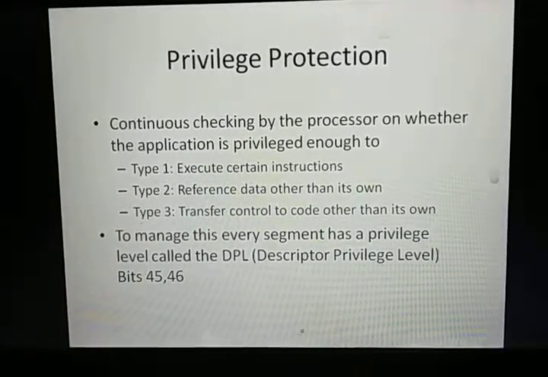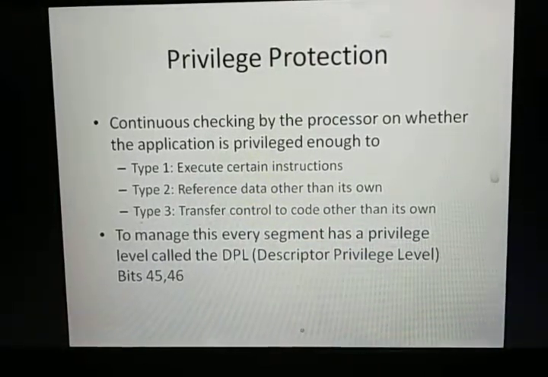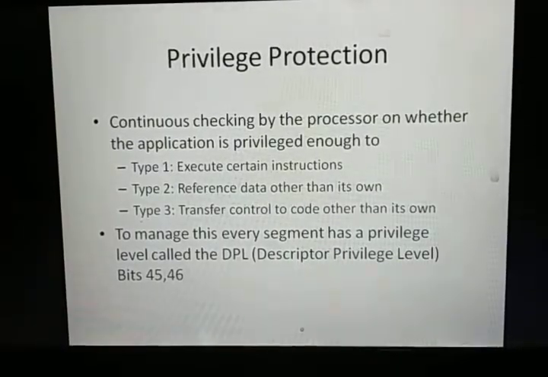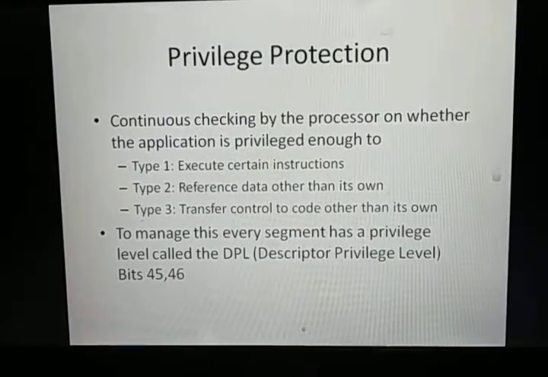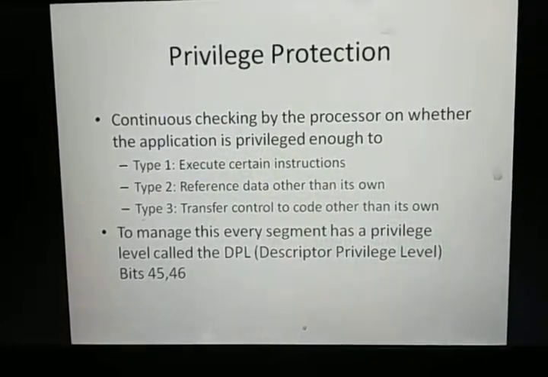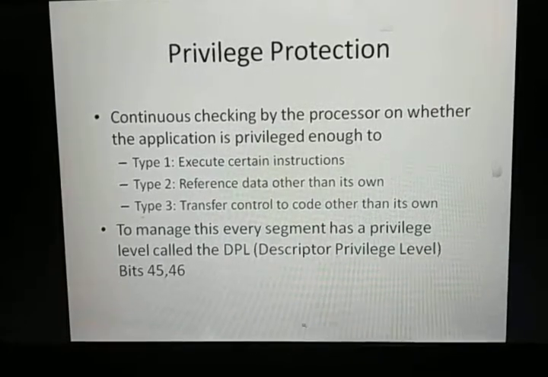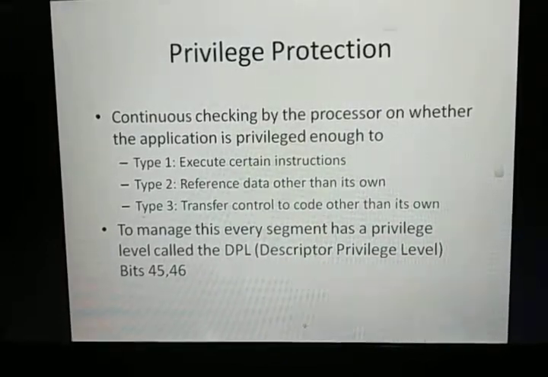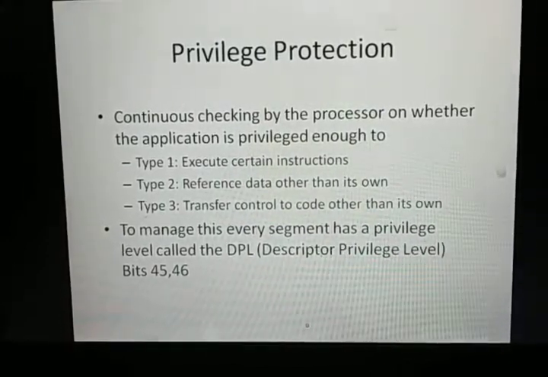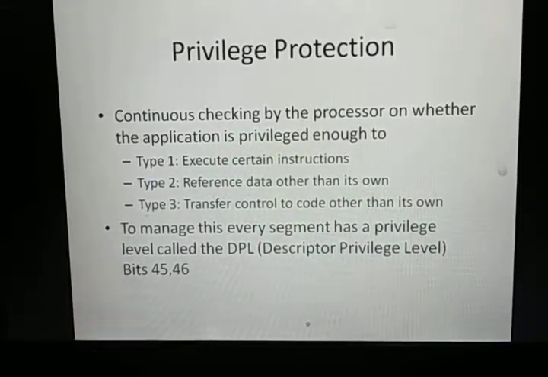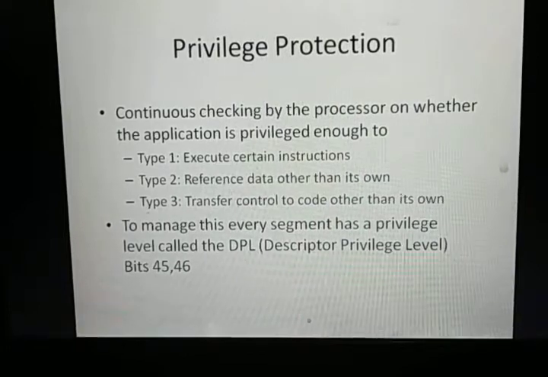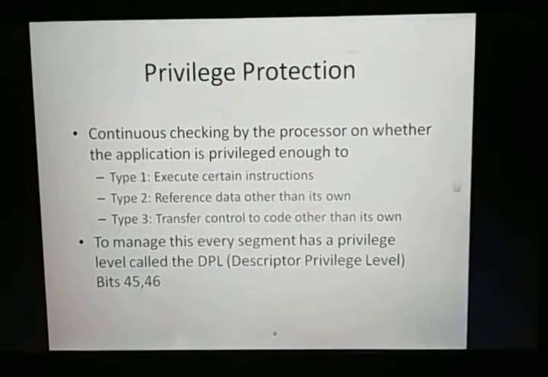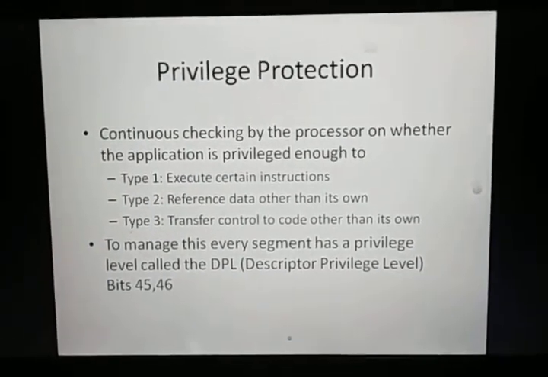Type 2 is when we want to access data other than its own, or transfer control from one code section to another code section. These are the cases when we check the privilege level. To manage this, every segment has a privilege level called the descriptor privilege level field. DPL is a 2-bit field, bits 45 and 46 in a segment descriptor. So to manage this, every segment has a privilege level called the DPL, descriptor privilege level. For accessing any segment, we first have to check the descriptor privilege level field.